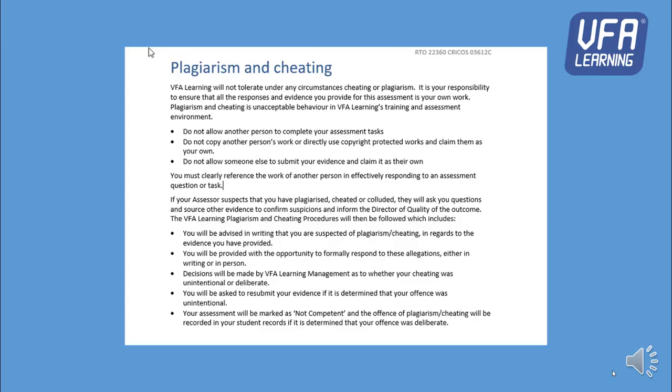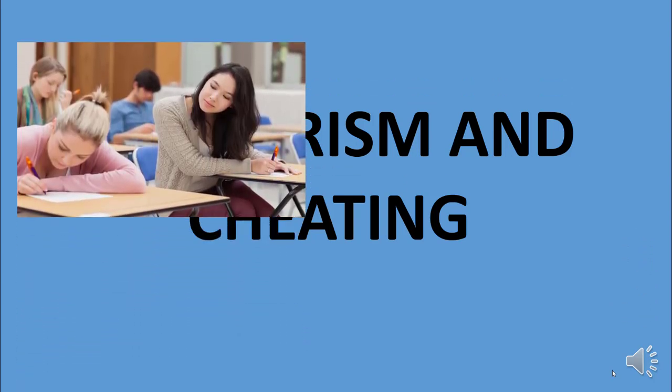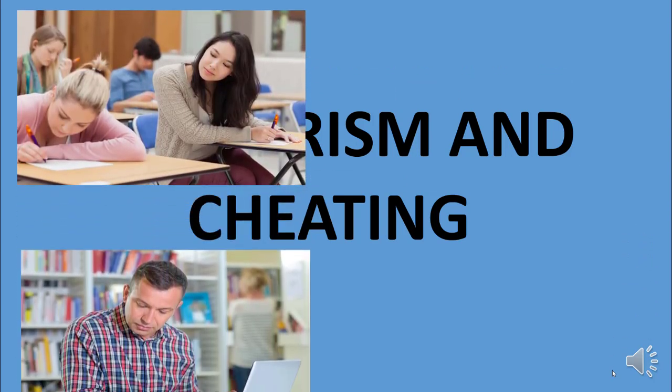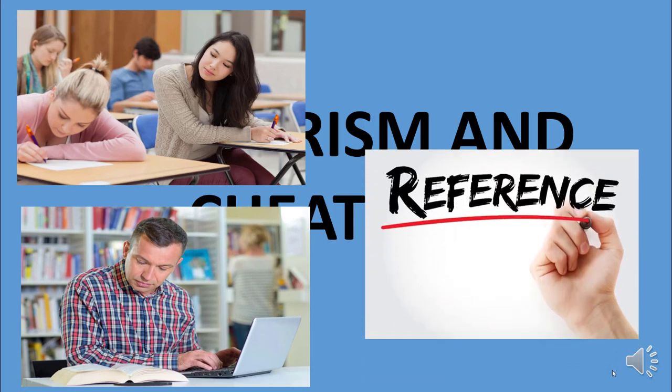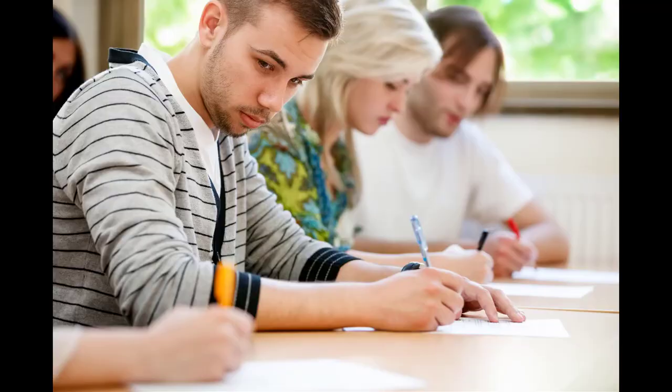Plagiarism and cheating can come in many forms. It includes copying directly from other students, copying directly from textbooks, not referencing correctly, and copying and pasting directly from the internet. If your assessor establishes that you have been cheating or plagiarising, they will organise a time to meet with you and discuss it further.